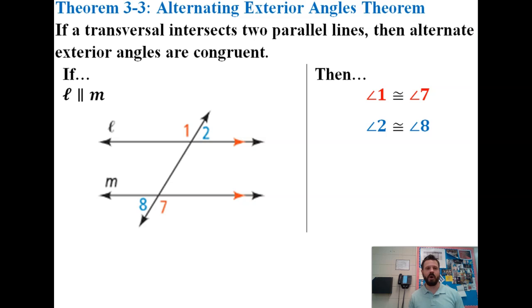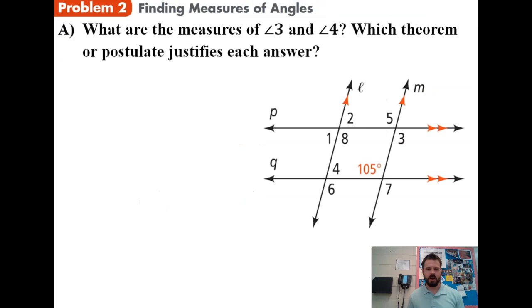And then our last theorem, the alternate exterior angle theorem, it just says that if a transversal intersects 2 parallel lines, then alternate exterior angles are congruent as well. So as in here, angle 1 will be congruent to angle 7, and angle 2 will be congruent to angle 8. So let's go ahead and use those properties.